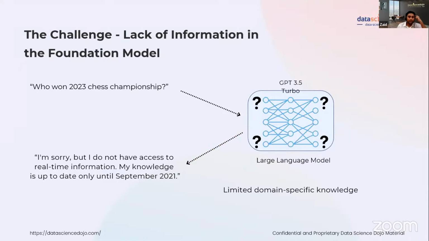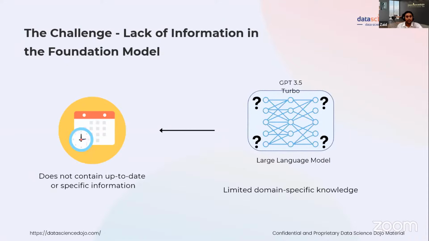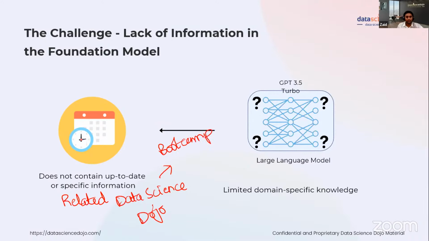Moving forward, let's understand more about this. If the model does not contain up-to-date or specific information related to Data Science Dojo, and I ask ChatGPT what courses the Data Science bootcamp is offering and whether it is relevant for me, or ask about the FAQs, it won't be able to answer it.